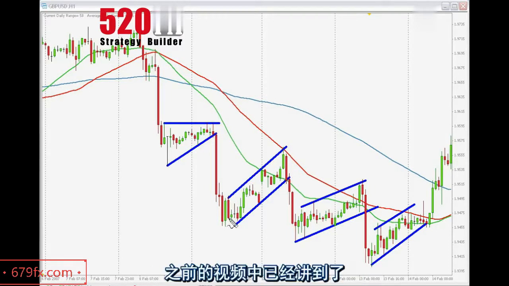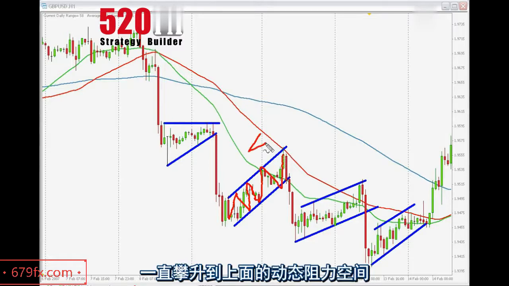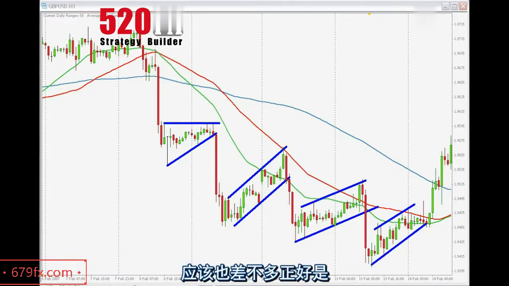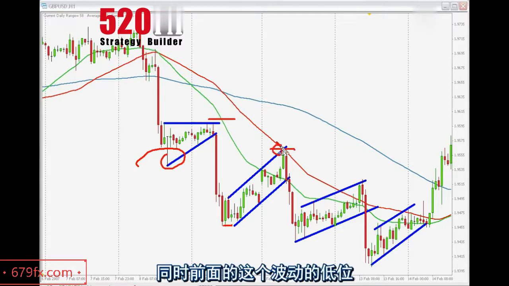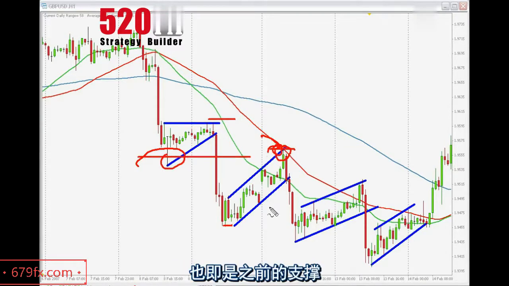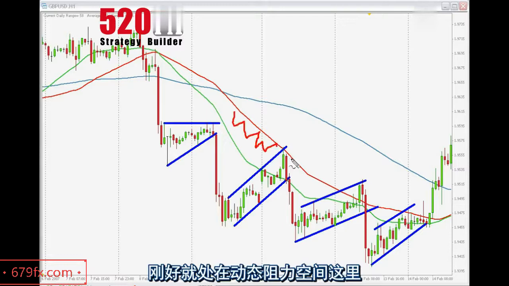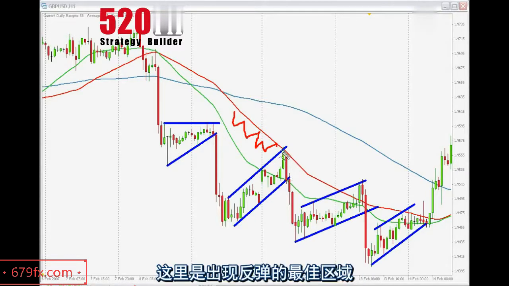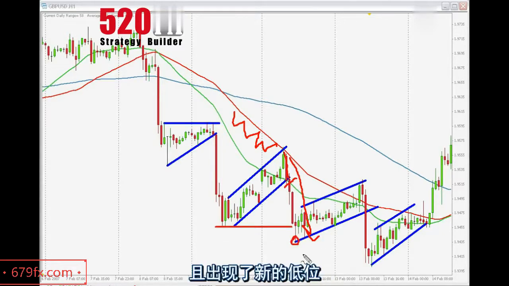As we've seen already in the previous video, a flag is nothing but an ascending range all the way up to the area of dynamic support. There is probably also a Fibonacci level from here to here, probably around the 61% Fibonacci. You also got the previous swing low, a former support now acting as resistance, right off the area of dynamic support. That's a nice area to search for a bounce. We get the bounce right there, and then finally we get the breakout, giving out a new swing down, making new lows.